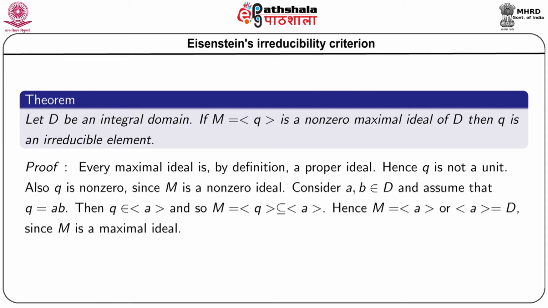Now, since Q is a multiple of A, so Q belongs to the ideal generated by A. Again, Q is a generator of M, hence M becomes a subset of the ideal generated by A. Since M is a maximal ideal, it follows that either the ideal generated by A is equal to M or the ideal generated by A is equal to the whole ring D.